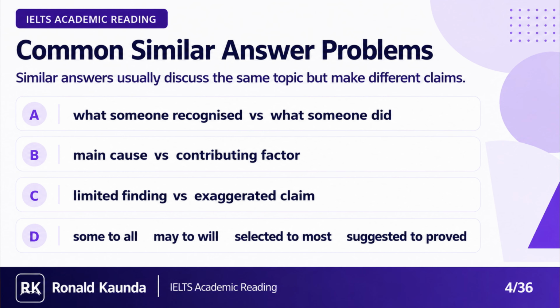The problem is not usually that the 2 answers are completely identical. Instead, the 2 answers discuss the same topic but make slightly different claims. One option may be about what someone recognized. The other option may be about what someone did. One may describe the main cause of a problem. Another option may describe a factor that only contributed to it, but not the main reason. One may accurately reflect a limited research finding. The other may exaggerate the finding by changing words such as some to all, may to will, selected to most, or suggested to proved.